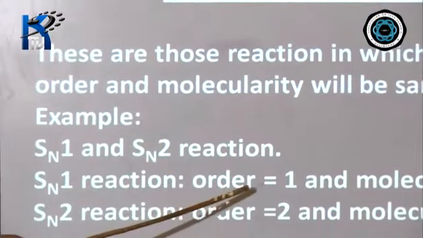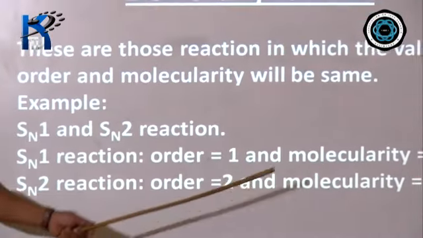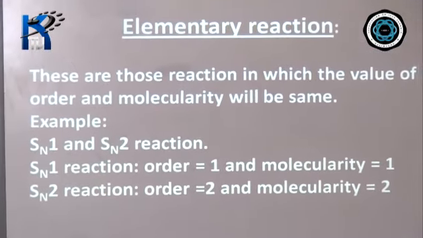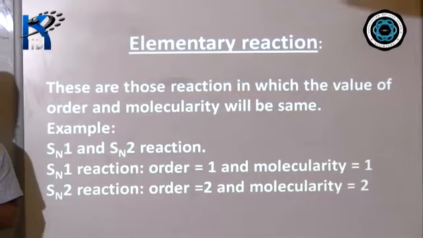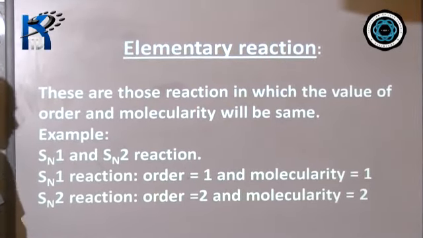So you can see what I have written here. SN1 reaction order is 1, molecularity is also 1. SN2 reaction order is 2, molecularity is also 2. Therefore, both are examples of elementary reactions because the value of order and molecularity is the same. If you want, you can take a screenshot of it for further reference.